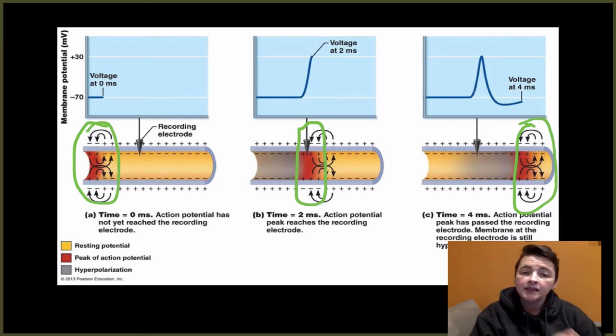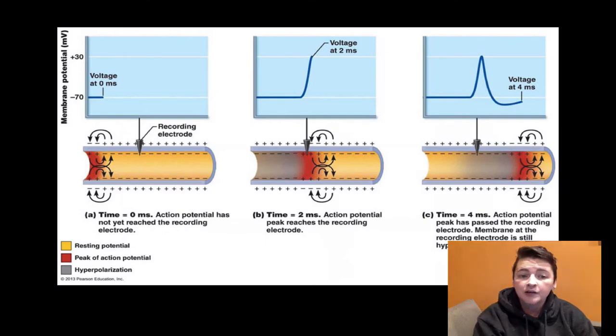Then this will trigger the next section of axon to depolarize and repolarize, and the part that has already depolarized and repolarized will reset. So the sodium will go to the outside of the cell and the potassium will come back into the cell. And this will travel down the axon. The nerve impulse is also called the action potential. So the action potential is the movement of sodium and potassium across the cell membrane.